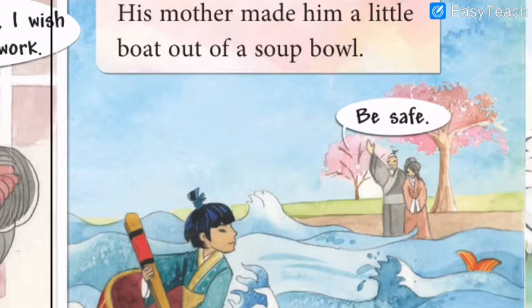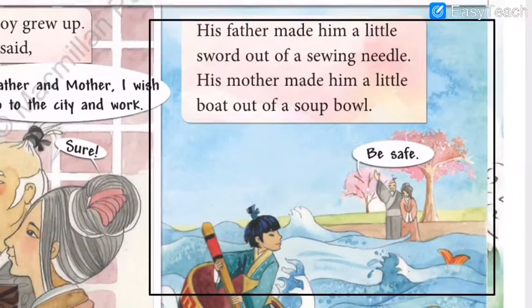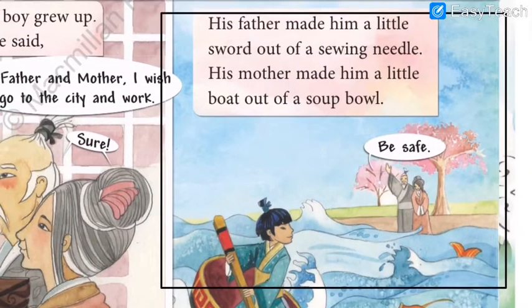She is in deep melancholy, and the father is waving because the father doesn't want his son to be sad and leave them. He wants his son to be happy, to be something in life, to make his name and goodwill. So the father is always the well-wisher of the child. So here what happened, his father made him a little sword out of a sewing needle.